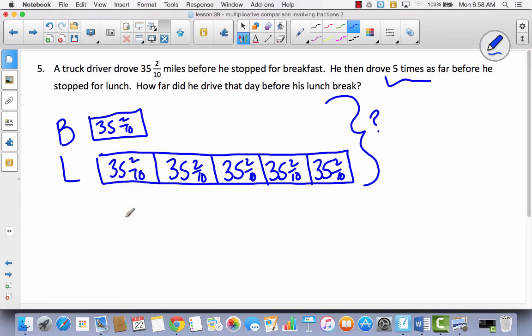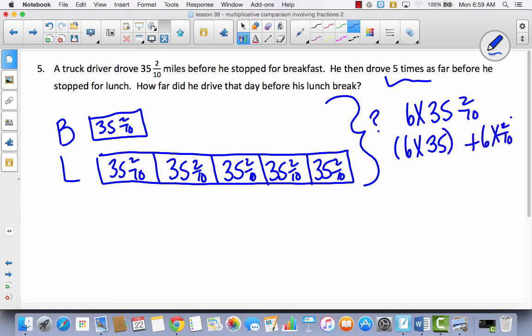Now, I could say, how far did he drive before lunch? And then add that to how far did he drive before breakfast. If that's what you did, that's a great strategy. I see 1, 2, 3, 4, 5, 6 of 35 and 2/10. So I'm going to do 6 times 35 and 2/10, which is going to be the same thing as 6 times 35 plus 6 times 2/10.